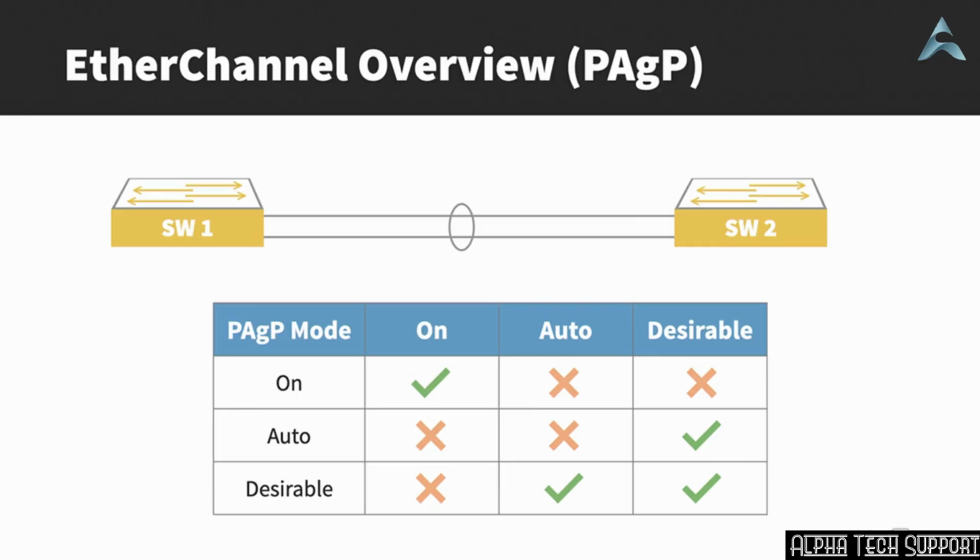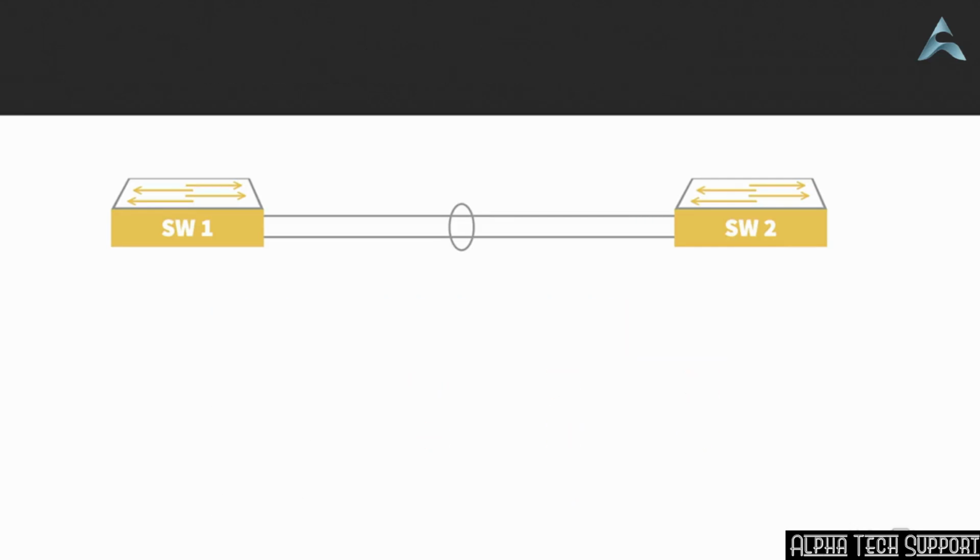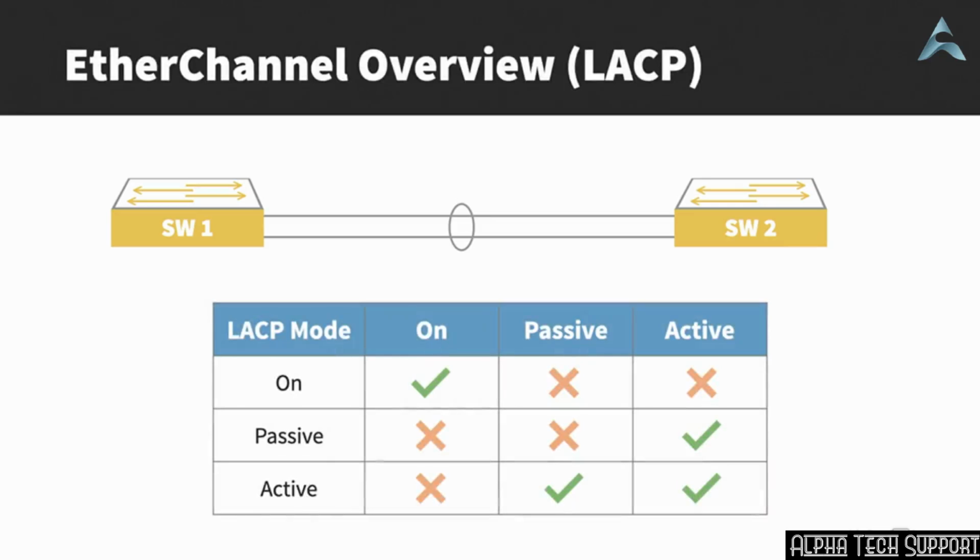Now, this is PAgP. And the port states work exactly the same way with LACP, except instead of auto and desirable states, we have passive and active states with LACP. Passive takes the place of auto and active takes the place of desirable. And if you're working on non-Cisco gear, this is probably the protocol you're going to be using.